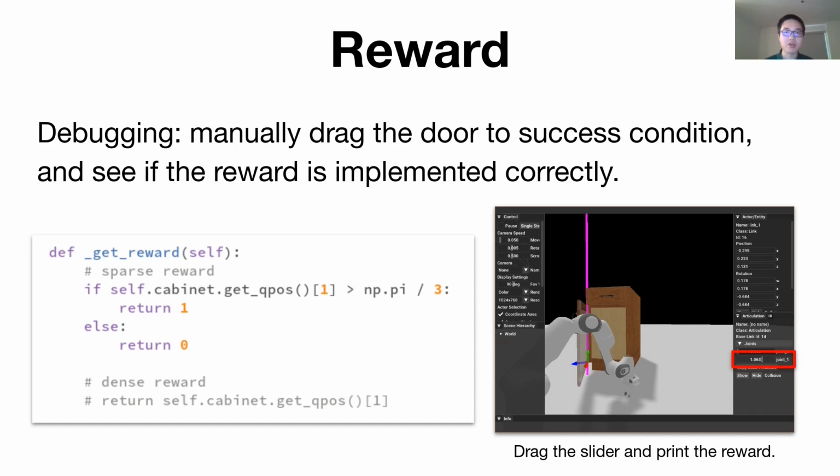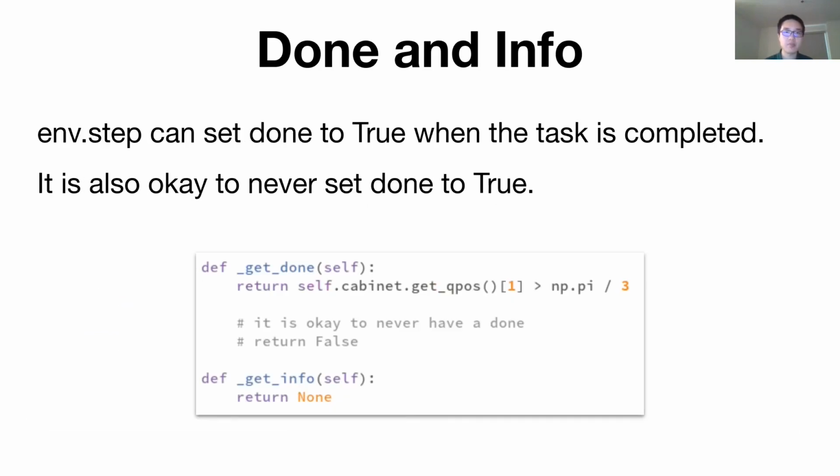To test the reward implementation, we can again use Sapien's viewer. Here, we can manually drag the joint angle to open the door and inspect the reward by printing it. Next, the GIM interface requires a step function to return done and info. We can set done to true when the task is completed. It is also okay to never set done to true.